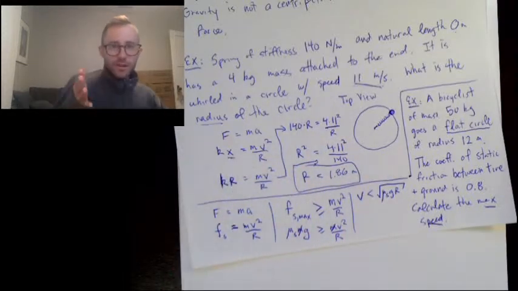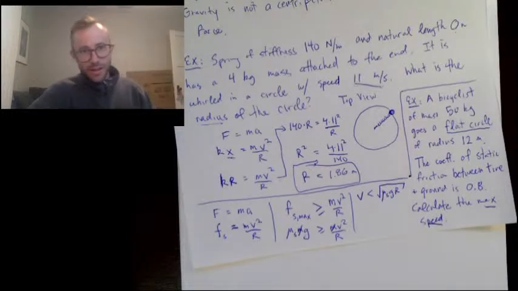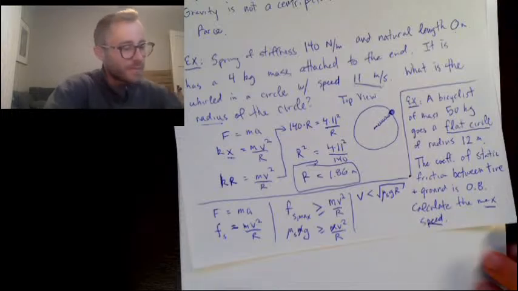In fact, you can think about going in a straight line as moving in a circle of radius infinity. So going in a straight line, you're not in any danger of peeling out, of skidding. So you can go as fast as you want in a straight line.